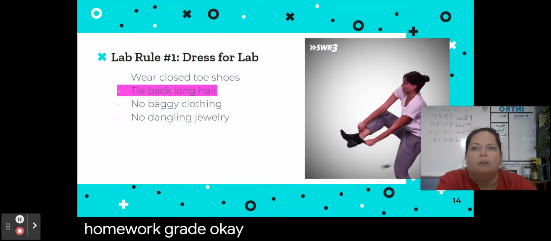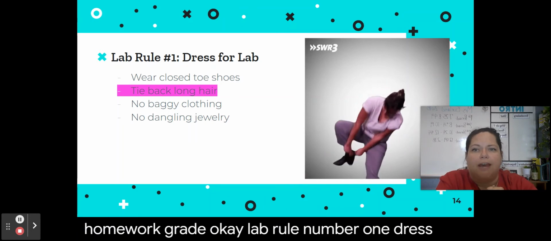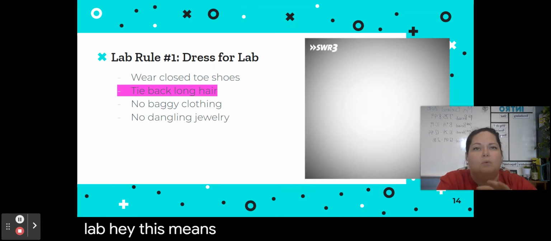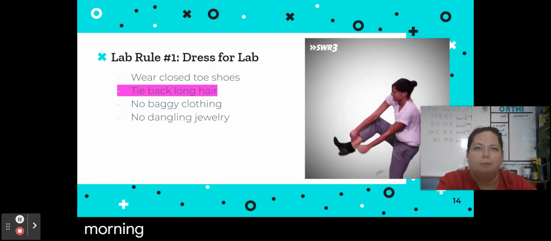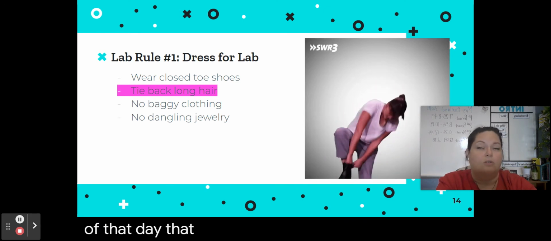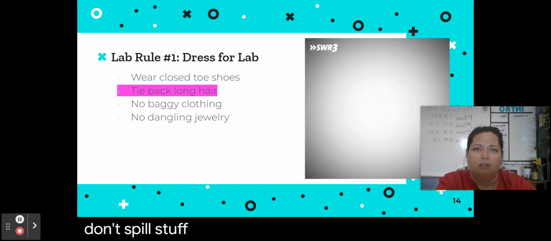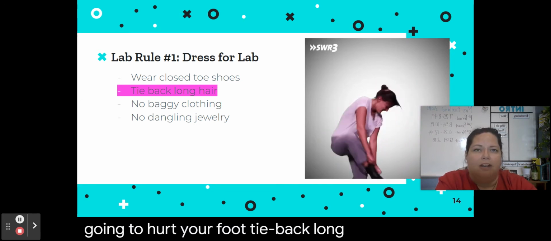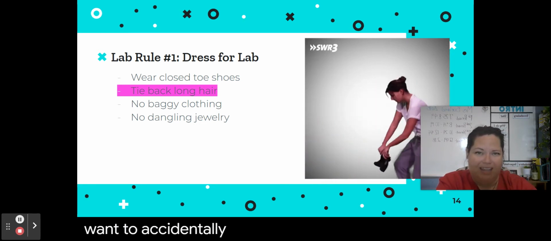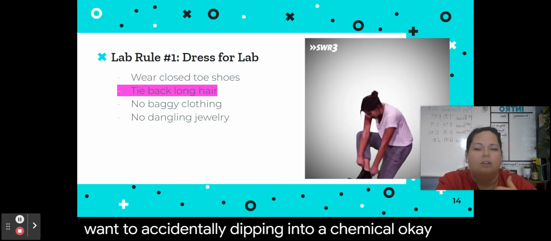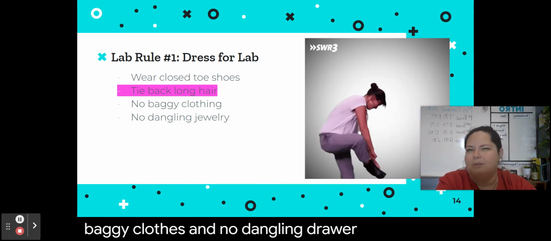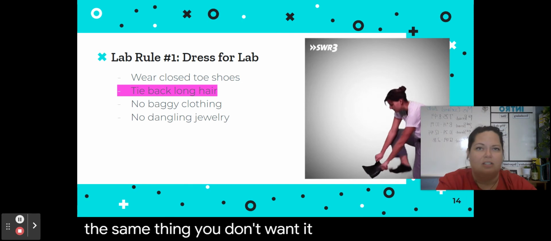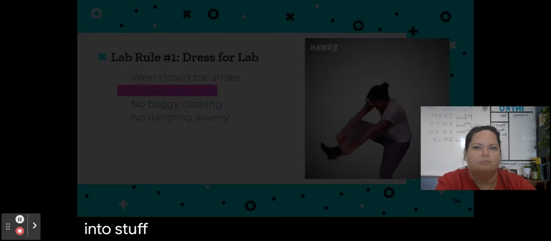Okay. Lab rule number one, dress for lab. This means when you leave the house that morning, you're going to be prepared for doing the lab that day. That means closed toed shoes so you don't spill stuff or step on something that's going to hurt your foot. Tie back long hair. You don't want it accidentally dipping into a chemical. No baggy clothes and no dangling jewelry. Pretty much the same thing. You don't want it getting into stuff.